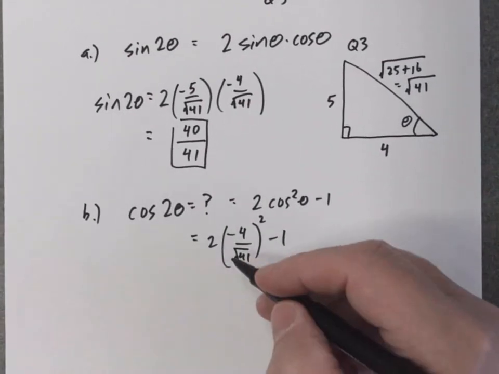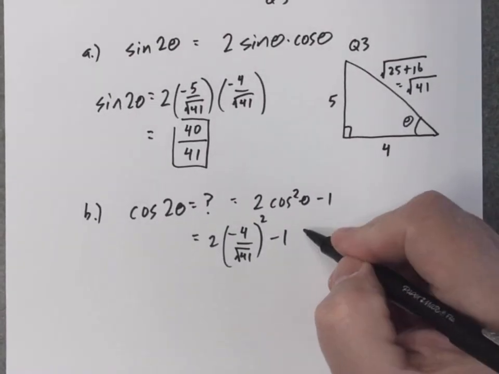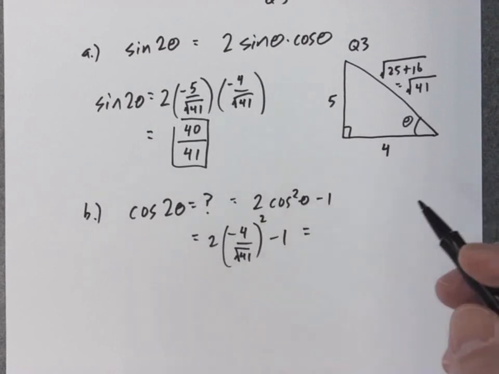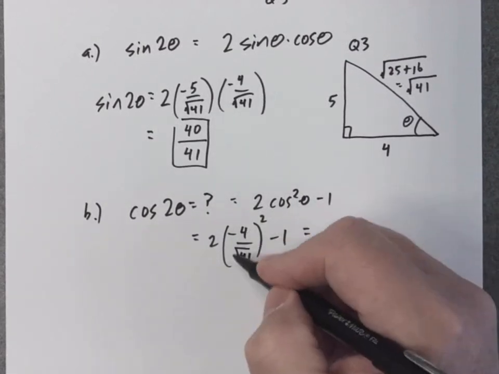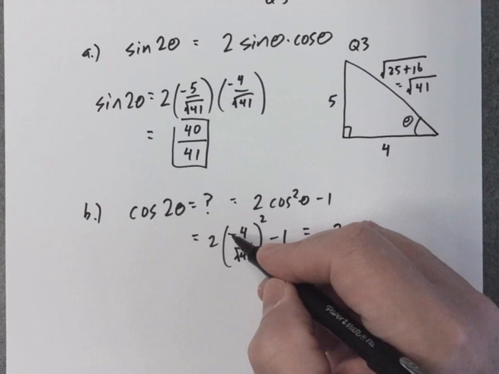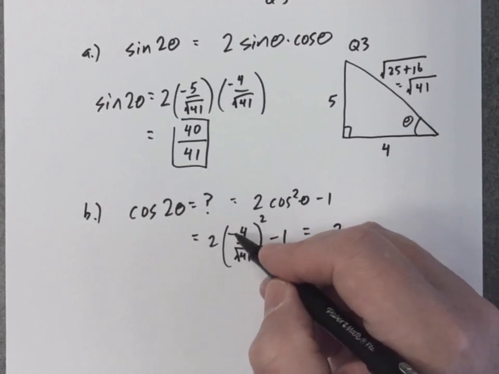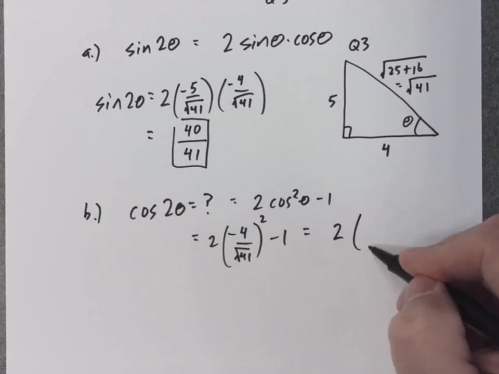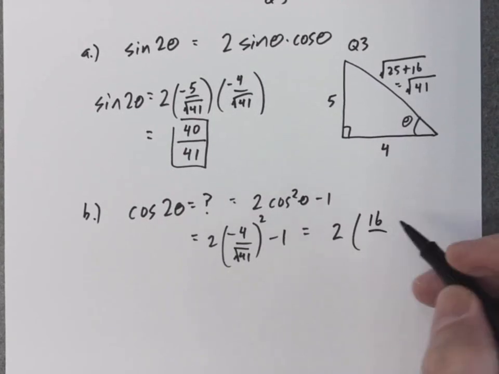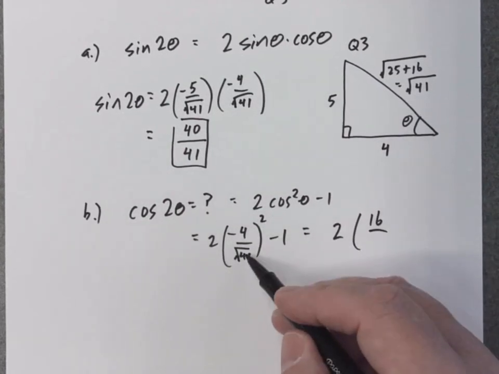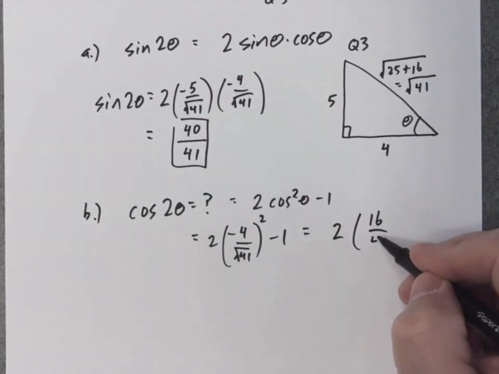So now once again it just becomes a calculation. If I square this, I have to square both. I square the negative 4 and I also square the square root of 41. Negative 4 times negative 4 is 16. If you square the square root of 41, what happens when you square a square root? You just are left with what's inside.